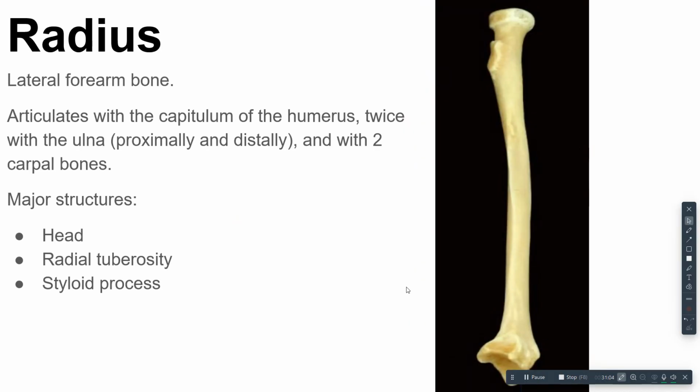All right. The radius, the lateral forearm bone. Its head is going to articulate with the capitulum of the humerus. It is going to articulate twice with the ulna, once proximally, once distally. It's also going to articulate with two wrist bones, two carpal bones. We're going to see a head, which is right there, a tuberosity. Hey, what's a tuberosity? It is a bump. We had a deltoid tuberosity on the humerus. And we're going to have a styloid process down here as well.